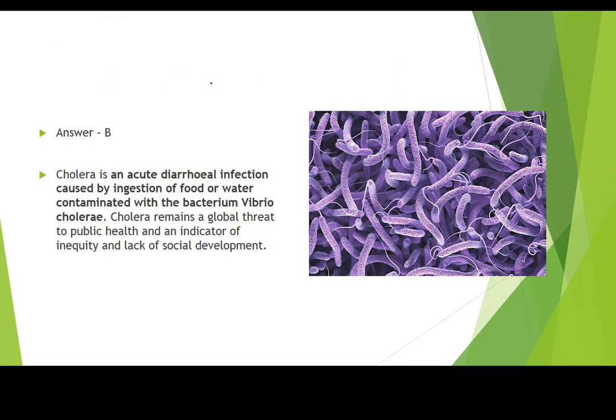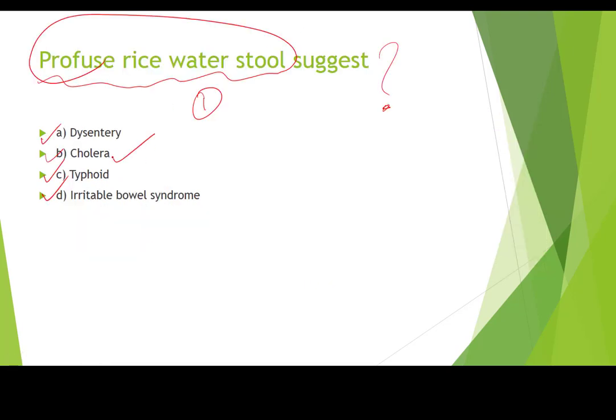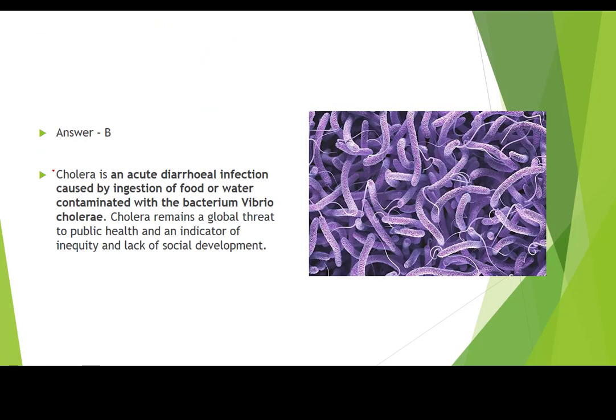Cholera is an acute diarrheal infection caused by ingestion of food or water contaminated with the bacterium Vibrio cholerae. Cholera is mainly suggested by this stool. It forms from consuming infected food or water. Cholera remains a global threat to public health and an indicator of inequity and lack of social development.